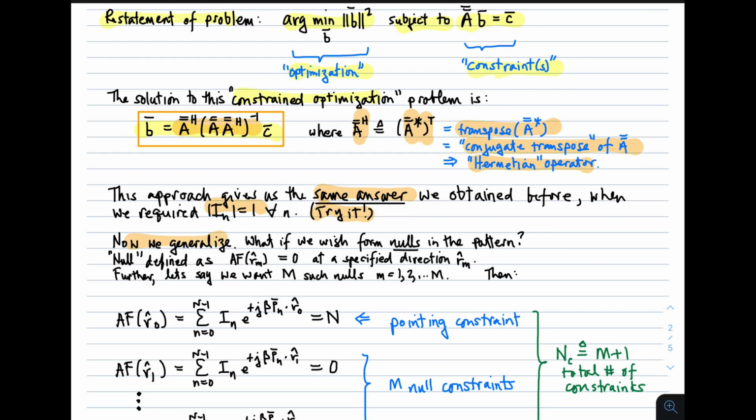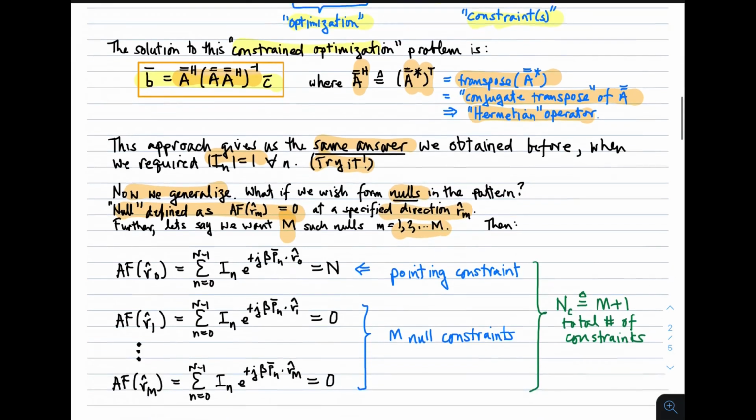Now, when I say generalize, I mean what happens if we wish to impose additional constraints, and in particular here, the most common constraint to consider is perhaps a null. So what happens if we want to punch nulls into the pattern? Well, a null can be defined as a 0 value for the array factor in a specified direction, and we'll call that specified direction r sub m, and we'll let m enumerate the nulls. So further, let's say we want capital M such nulls, so we'll go 1, 2, 3 up to M.